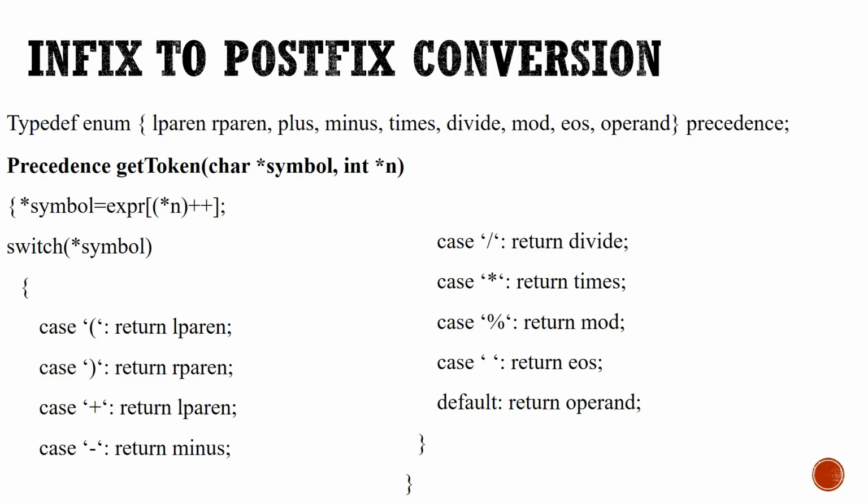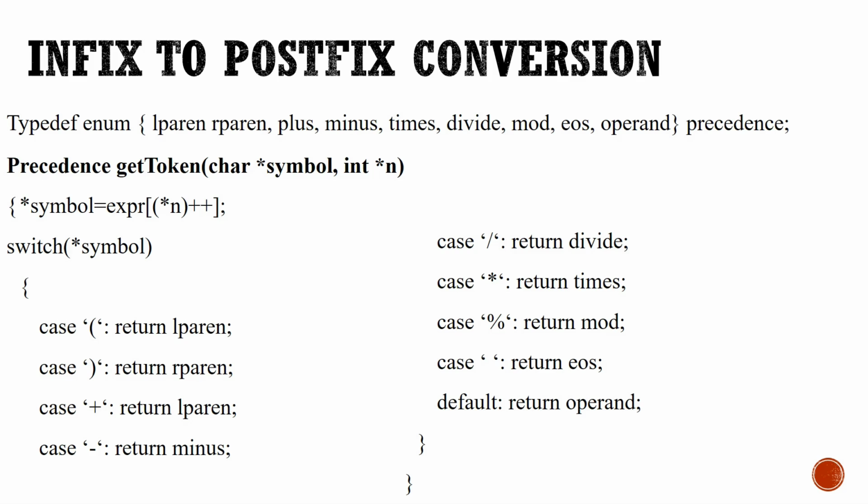Let me take an example. A star B plus C. What is to be solved first? A star B. What to write? A B star. In this case, what happens? First we push the star to the stack. Then next, when we get the plus, we compare the precedence of the star with the plus. Star has higher precedence than the plus. So now what to do? Pop that star from the stack and insert it to your postfix expression. Push that plus to the stack. The same logic we will apply in the conversion from infix to the postfix.